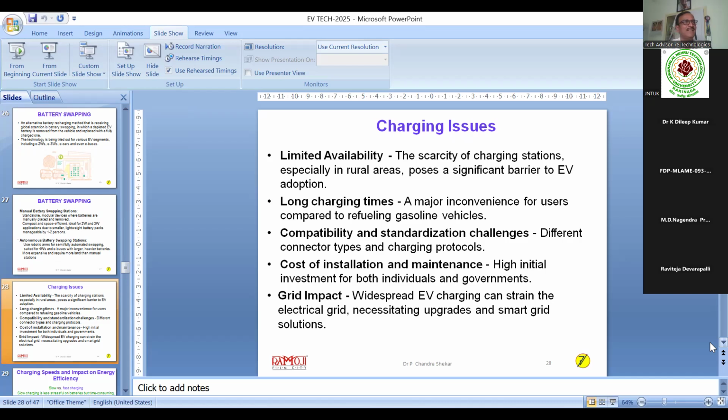Now we come to a new problem. Suppose I have an apartment with 20 EV cars. Everybody comes after office hours and everybody wants to charge. That means there is a demand for power. So these issues are newly cropping up, and they are also being addressed by the government of India.